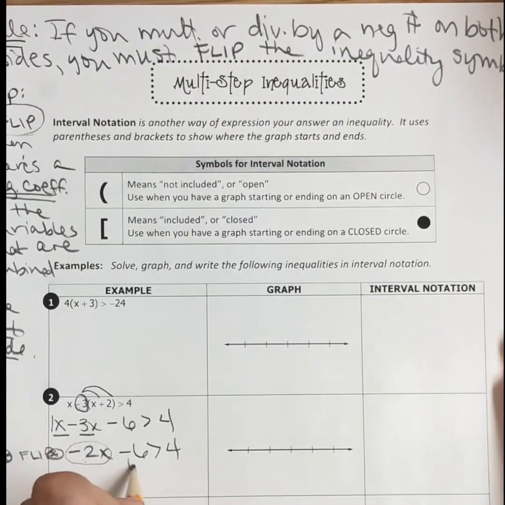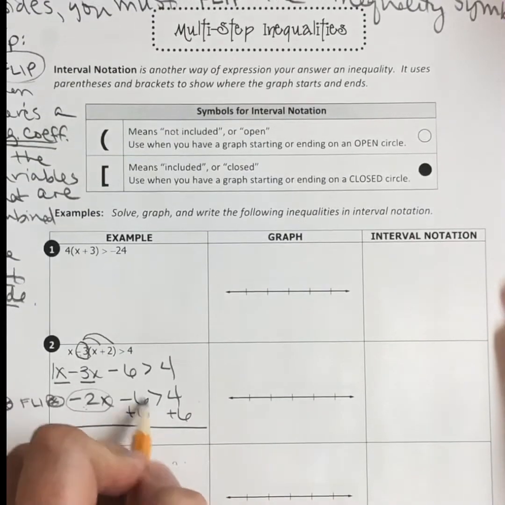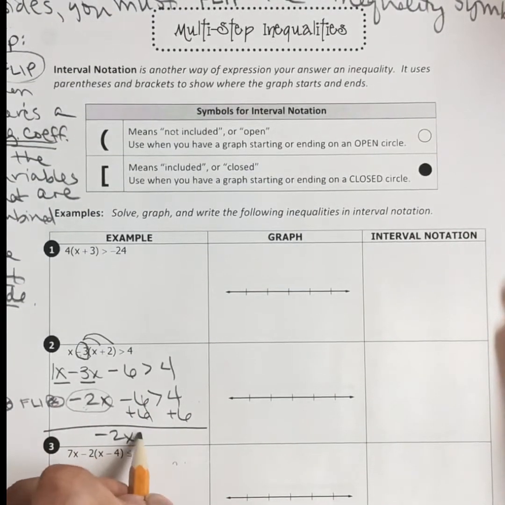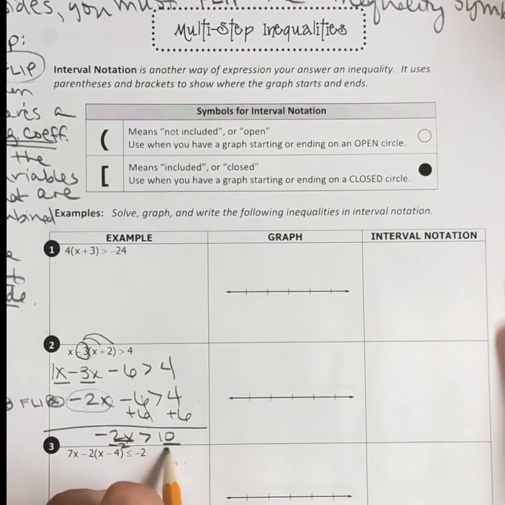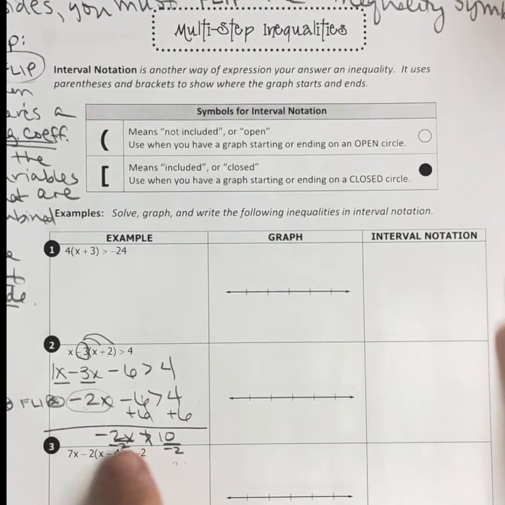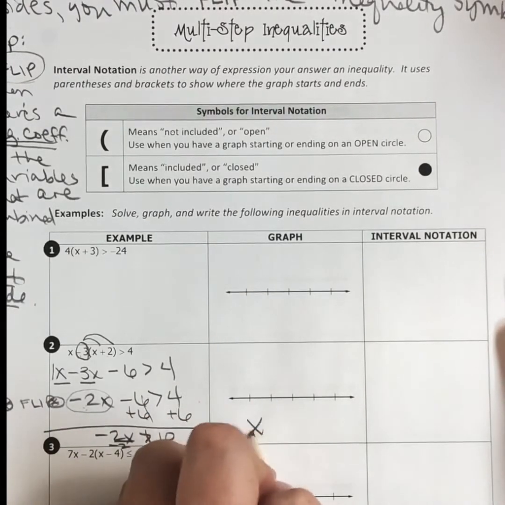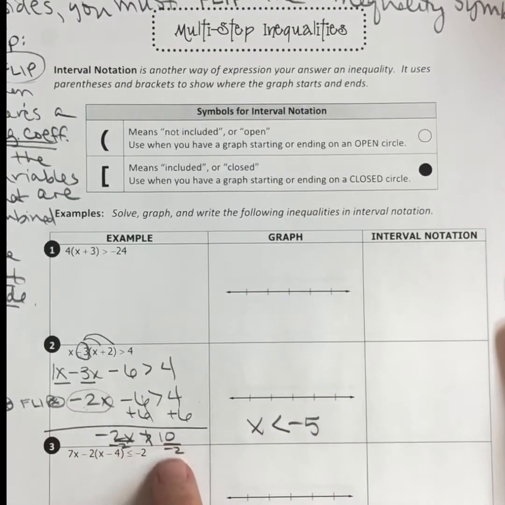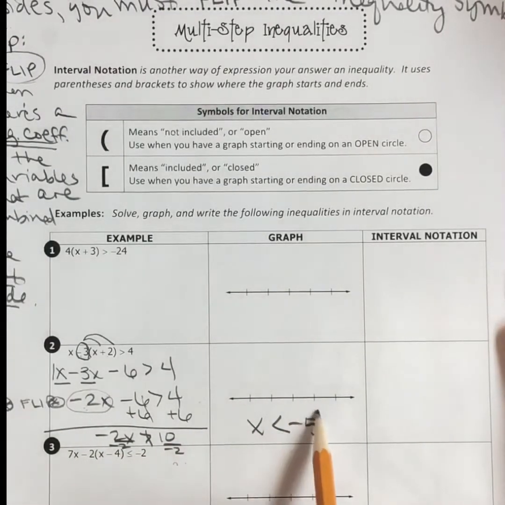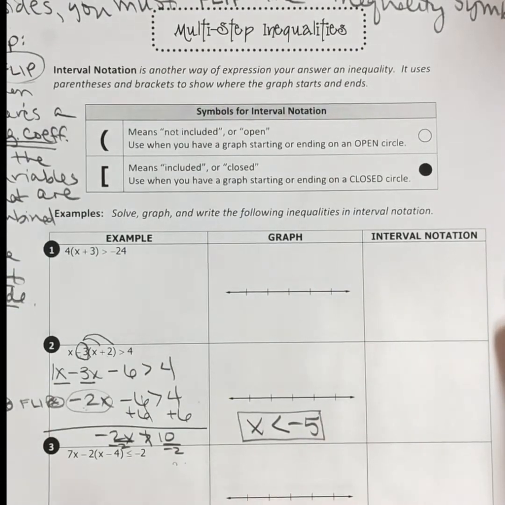Okay, so I'm going to add 6 to both sides. We've got negative 2x is greater than 10. Then I'm going to divide by negative 2, and as soon as I divide by that negative 2, it's no longer true, and we have to flip it, and then I'm going to write it as x is less than negative 5, since 10 divided by negative 2 is negative 5. So this is the inequality answer.